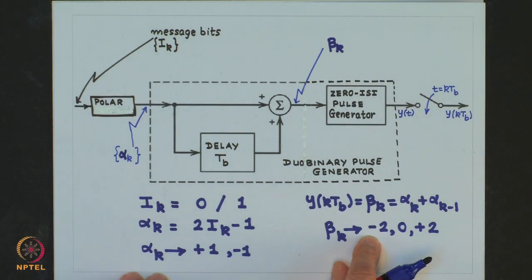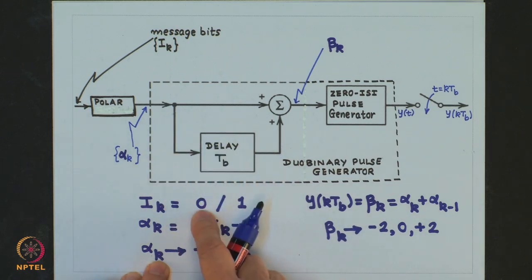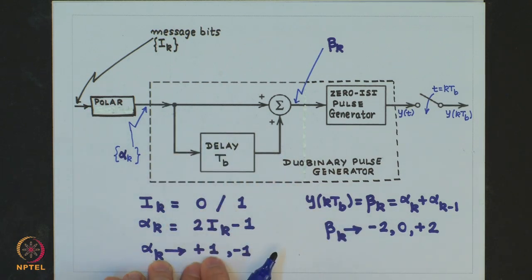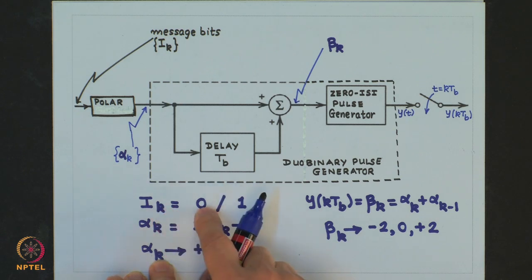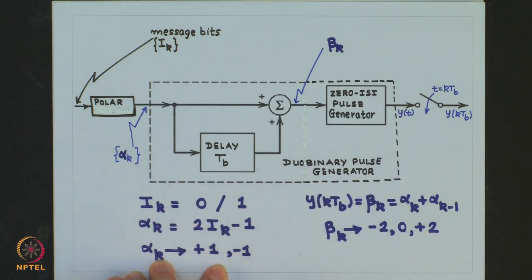So we see here basically that for ik equal to 0, 1, alpha k are plus 1 and minus 1. There are only two levels, and these are basically uncorrelated because occurrences of ik, 0 and 1, are independent. Whereas for y(kTb) or bk, you get three levels, minus 2, 0, plus 2, and these are basically a correlated sequence which you get. Correct? So that's why this is also known as correlative level coding, correct?